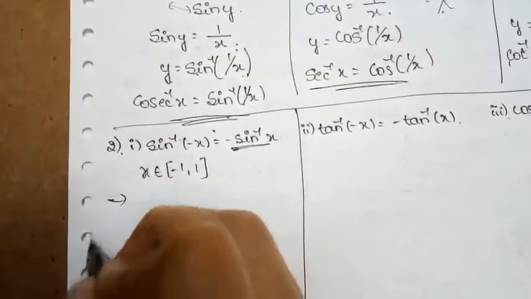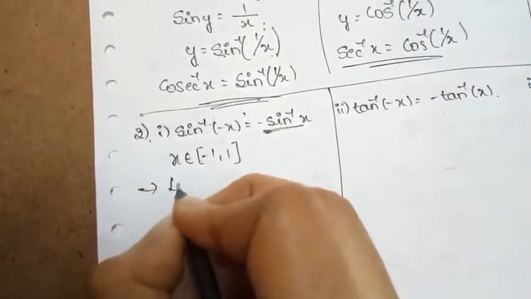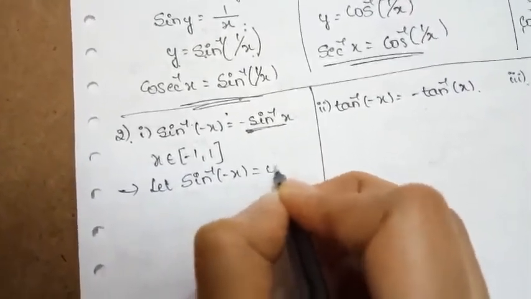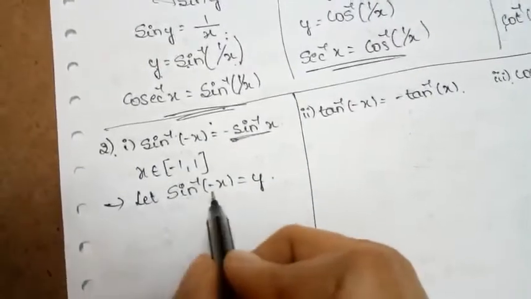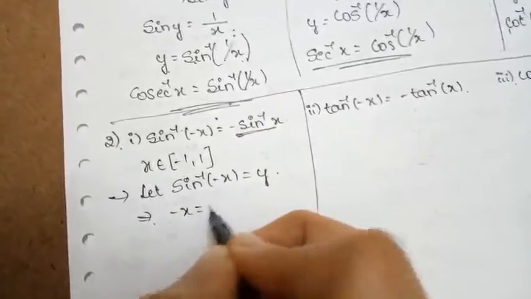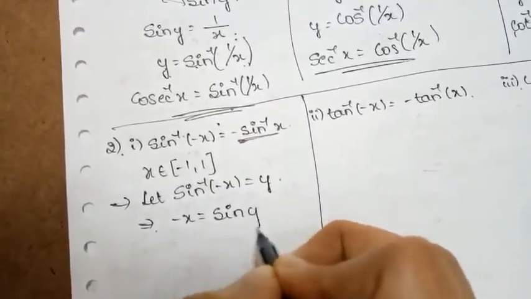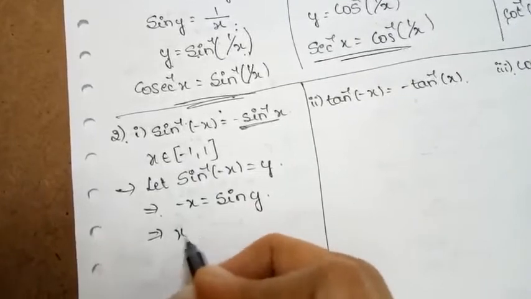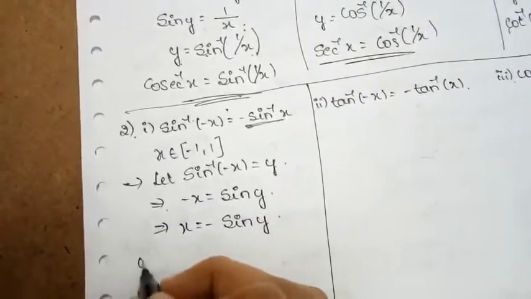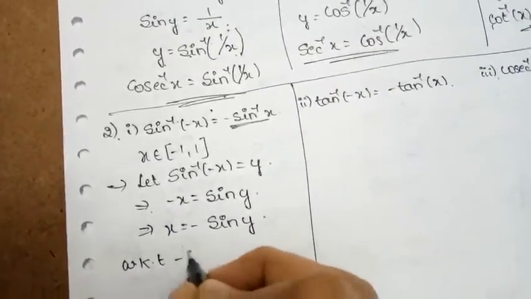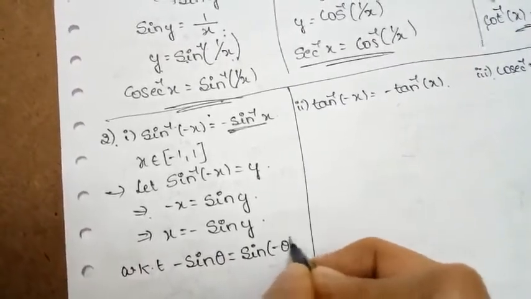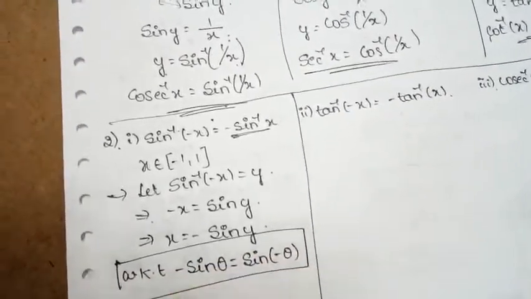So how are we going to prove this one? First I am considering sine inverse of minus x is equal to y. Sine inverse of minus x is equal to y, what does that imply? That implies minus x is equal to sine y. That implies x is equal to minus sine y. And what we know is that minus sine theta is equal to sine of minus theta, which I have already explained in the previous video.